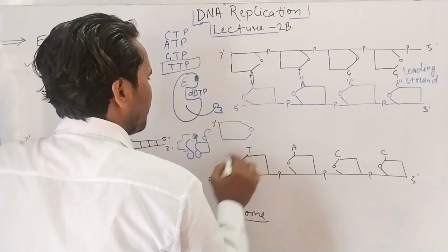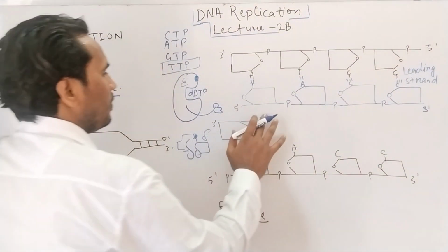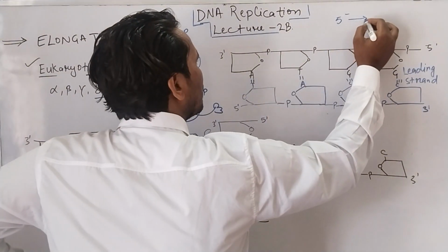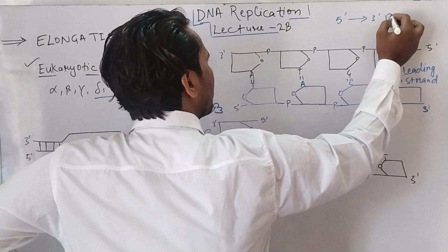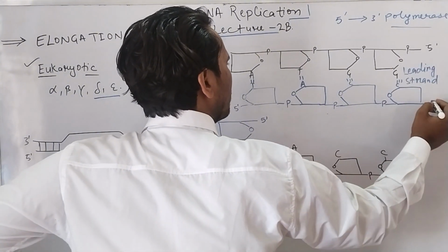So now the 3 prime is there. This is the 5 prime. So you know the polymerase activity will always be from the 5 prime to 3 prime. Why? Because only the 3 prime end will have an OH group, the 3 OH group.